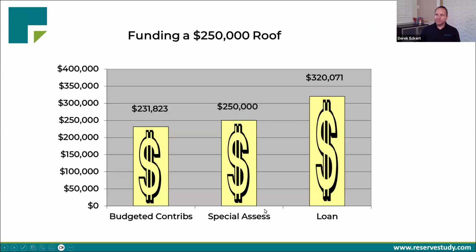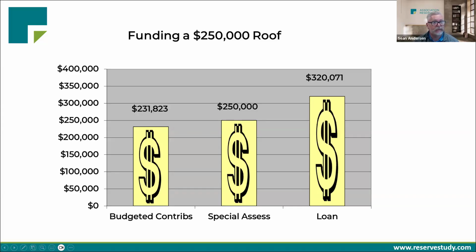Yeah, great point, Sean. And then one thing that we always touch on is there is the other tool in the toolbox for boards, and that's taking out a loan. And there are going to be times when you as a community have to take out a loan, and it's not the end of the world. But if we're doing it to replace a $250,000 roof, as you can see, if we are earning interest on our money, then that $250,000 roof is only $231,000 for us as a community.